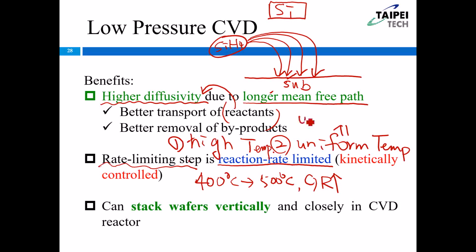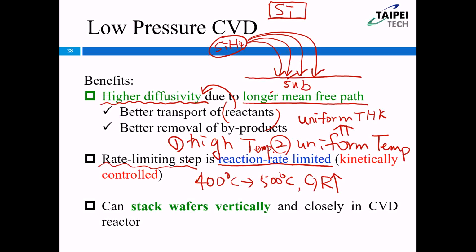We want to have uniform thickness, so you need to make sure we have uniform temperature. Everything about the temperature is so important. No matter what, we need a higher temperature, and we need a uniform temperature in order to maintain uniform thickness across wafer to wafer, or lot to lot.